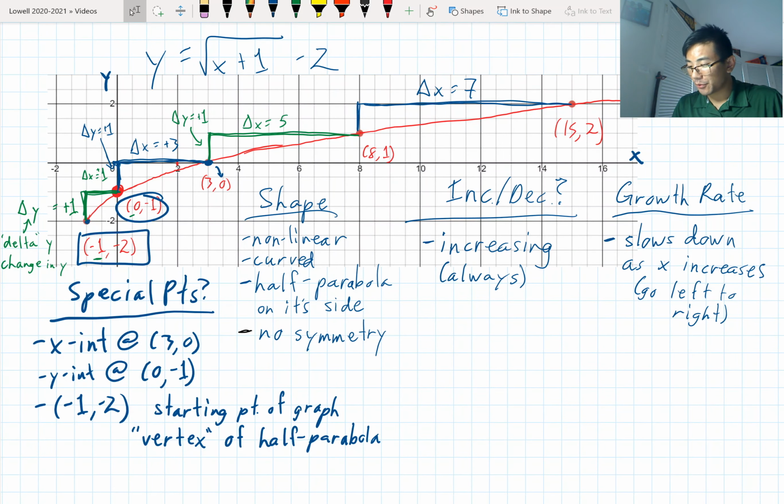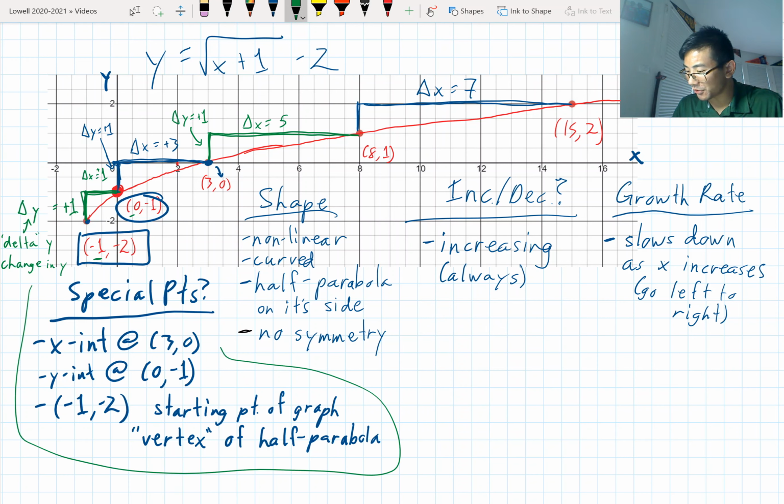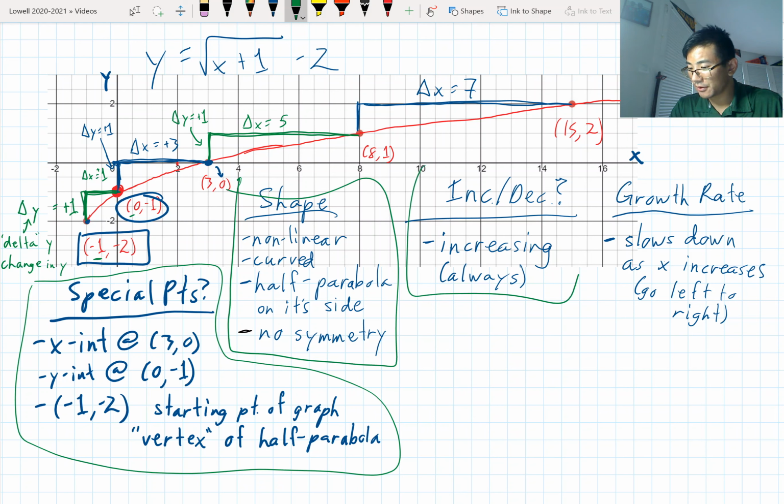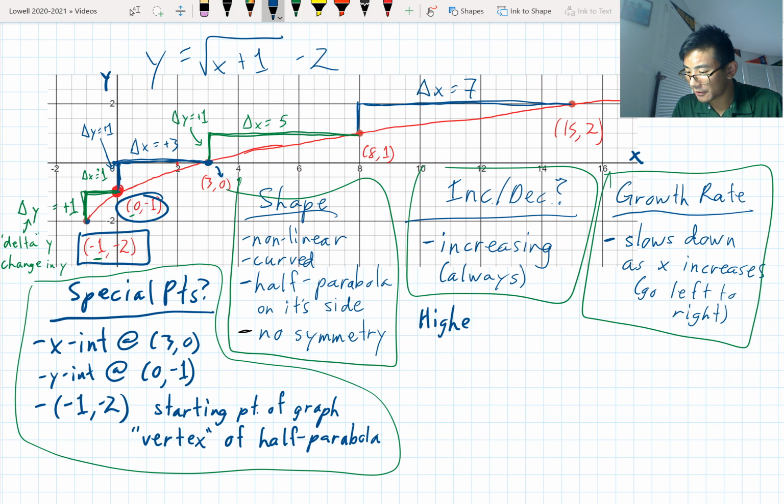Almost there. We did talk about, is there a minimum or maximum, or sorry, a highest or lowest point, we'll say. Sorry, let me box these things off so we know where the questions start and end. Okay, two more questions. Highest or lowest point.